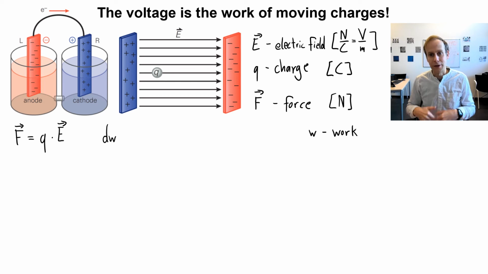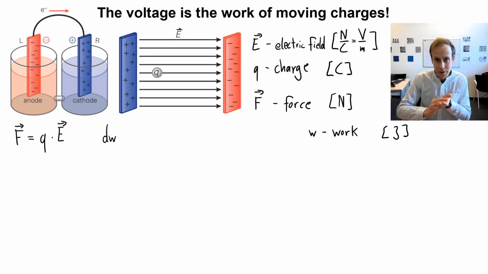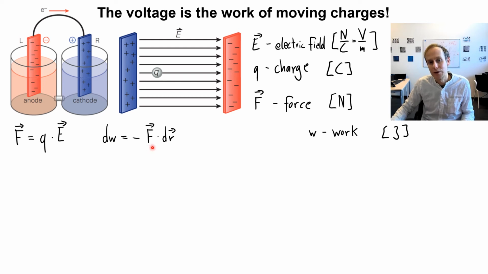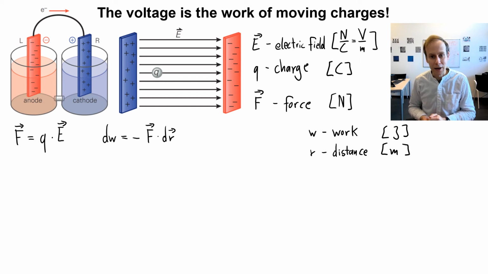The work, on the other hand, of moving the charge has the unit of energy, joules. And here I give you an infinitesimal small change of the energy or work that is performed when moving this charge Q along the electric field lines. That is, according to Newtonian mechanics, simply the force times the distance. Distance is given as r and has the unit meter. So you see, force times distance is Newton times meter is joules.